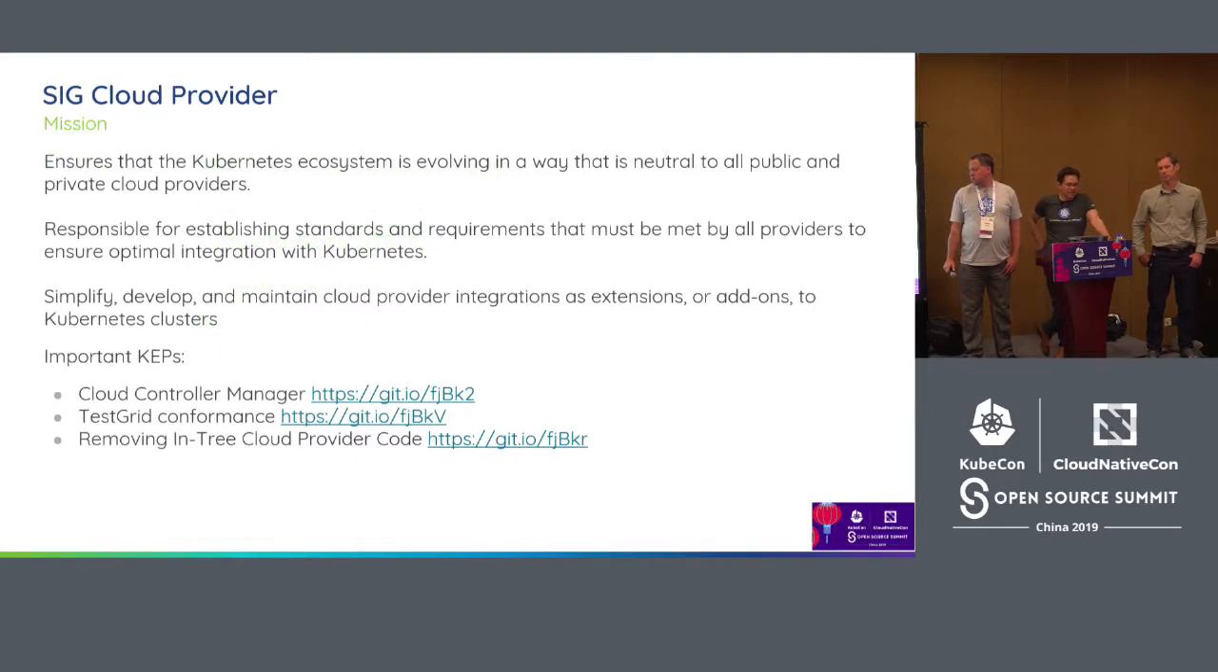So the mission of SIG Cloud Provider is to allow Kubernetes to run in a way that's neutral to all public and private cloud providers. Public cloud providers, you know what those are, but what a private cloud provider means is running on-prem on various forms of infrastructure, whether it be hypervisors, things like OpenStack, and potentially even bare metal. And we're responsible for establishing the standards and requirements that have to be met by all of these providers to have an optimal user experience.